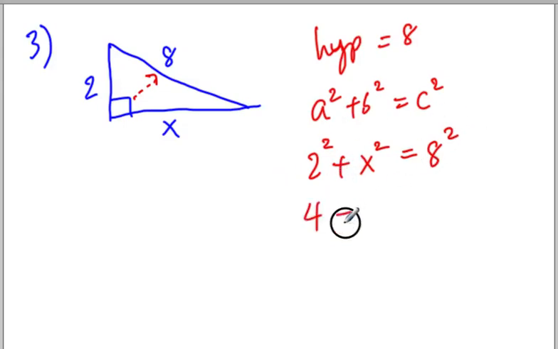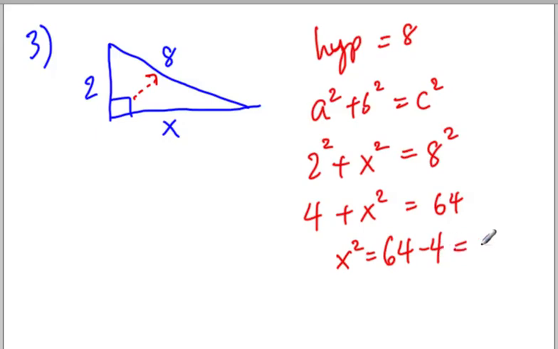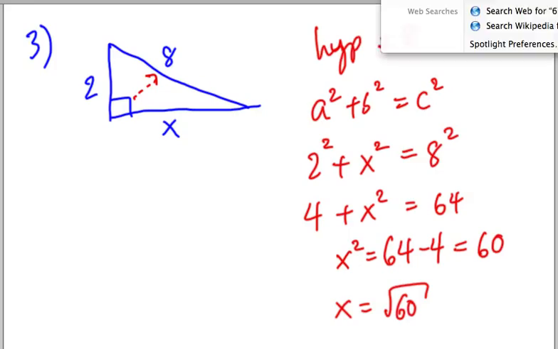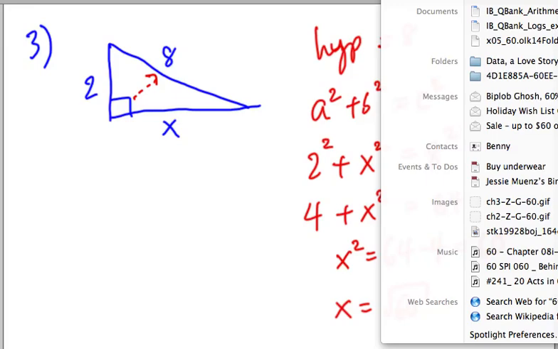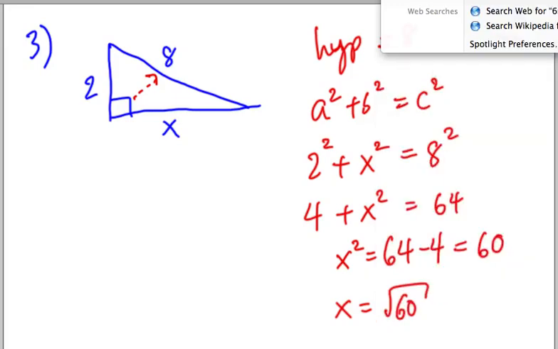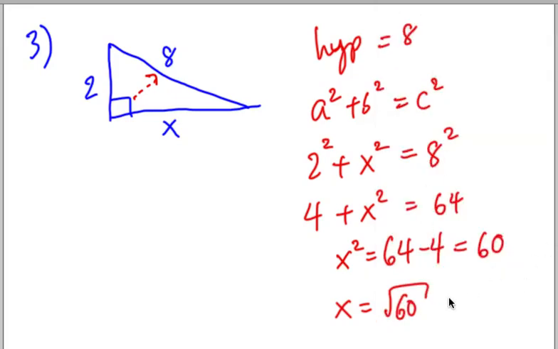So this is 4 plus x squared is equal to 64, and x squared is, if I subtract 4 from both sides, it's 64 minus 4, which is equal to 60. So x, in that case, is the square root of 60, and the square root of 60, it's 7 point something. Let me actually just do that. Here's 60, square root. It is 7.75. So if I round it, it's 7.75.